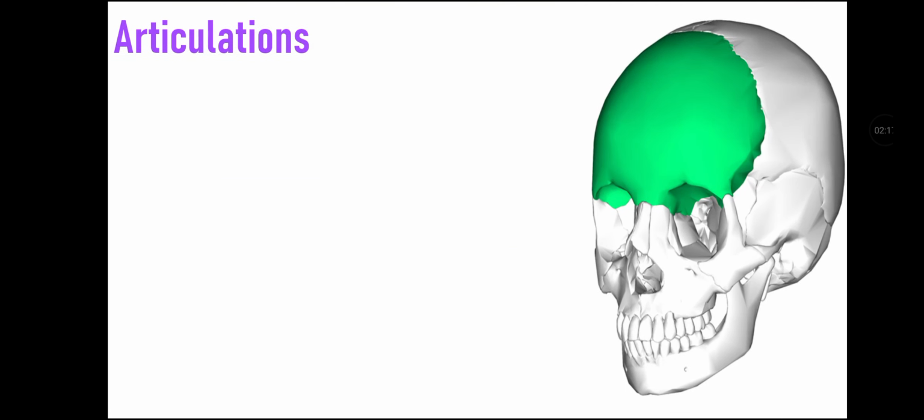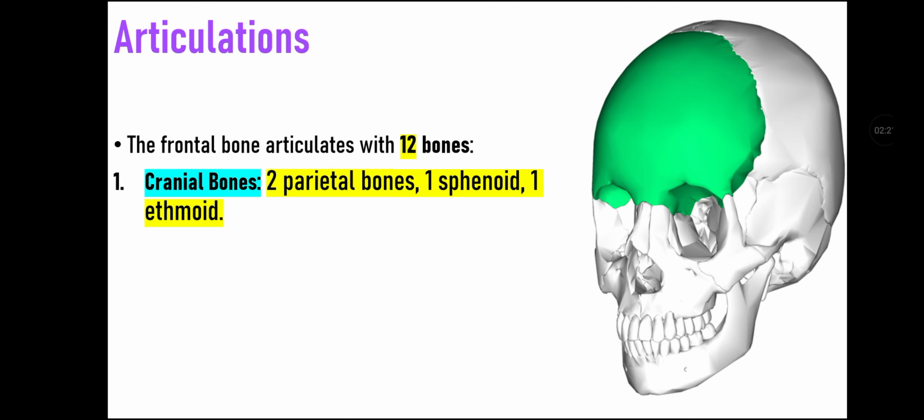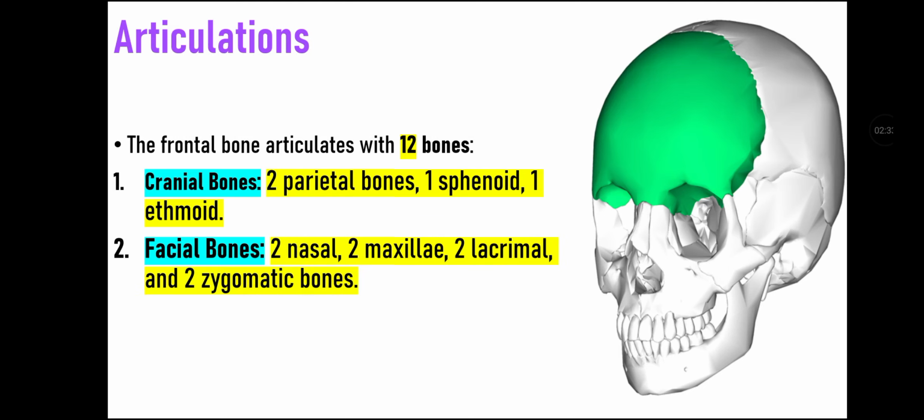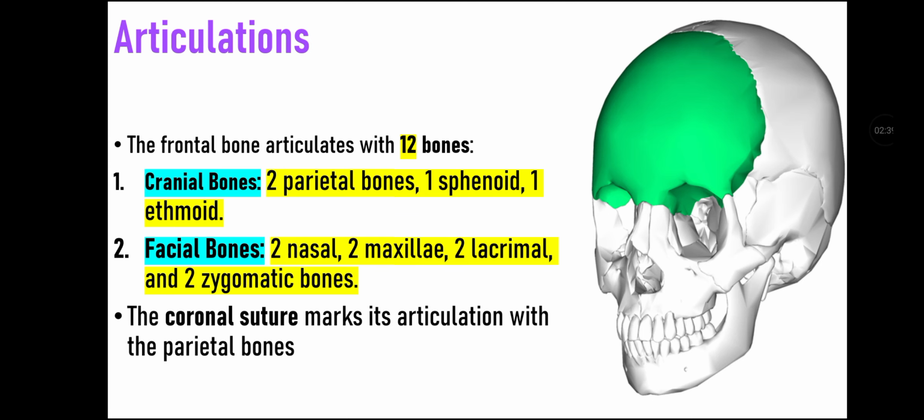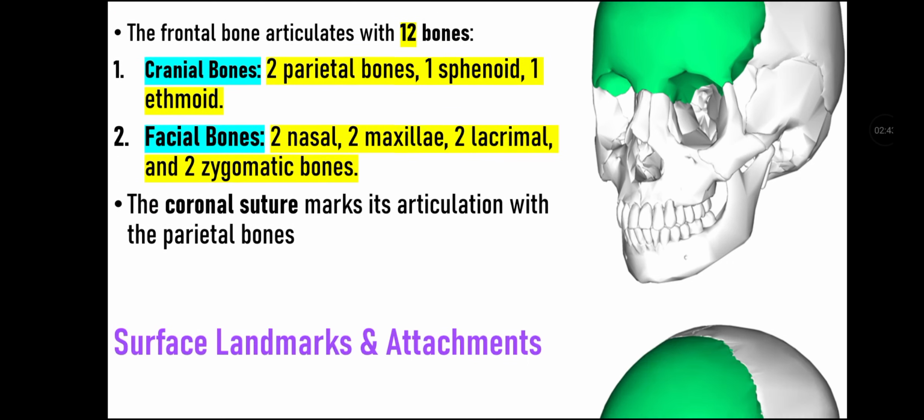Now let's talk about articulations of frontal bone. The frontal bone articulates with 12 bones, and these include cranial bone and facial bone. The frontal bone articulates with the cranial bones that are two parietal bone, one sphenoid bone, and one ethmoid bone. The facial bones that articulate with the frontal bone are two nasal bone, two maxilla, two lacrimal, and two zygomatic bones. The coronal suture marks this articulation with the parietal bone.